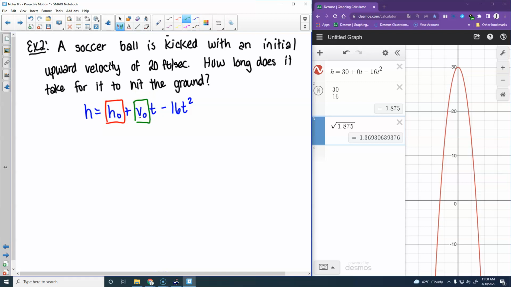Okay? H sub 0 is initial height. That's how high the object is to start with. And then v sub 0 is initial upward velocity. If something's dropped, its initial upward velocity is 0. Otherwise, they're going to probably tell you what the initial upward velocity is. In this case, what did they tell us it was? 20. All right, so we will put a 20 right here.